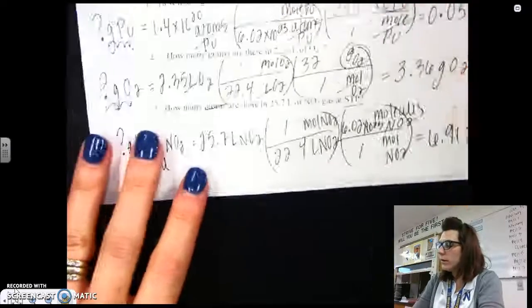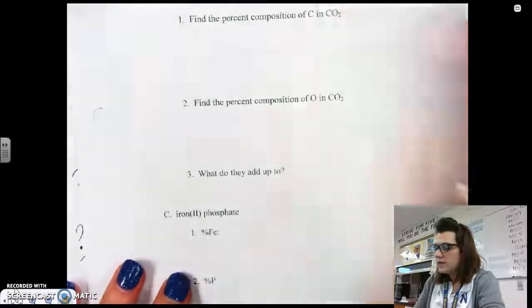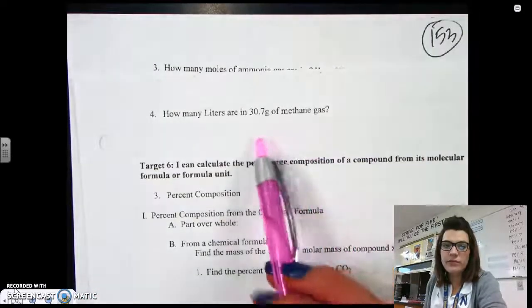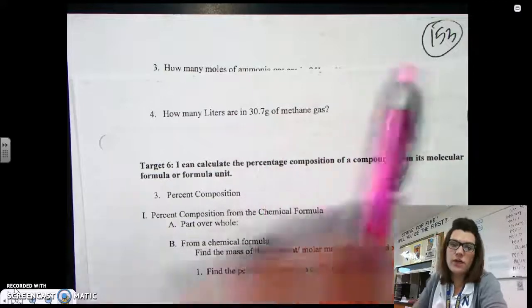Okay, so there's one more problem that I want you to go ahead and try, and it's number 4, and you're moving from grams to liters. So go ahead and try that one.